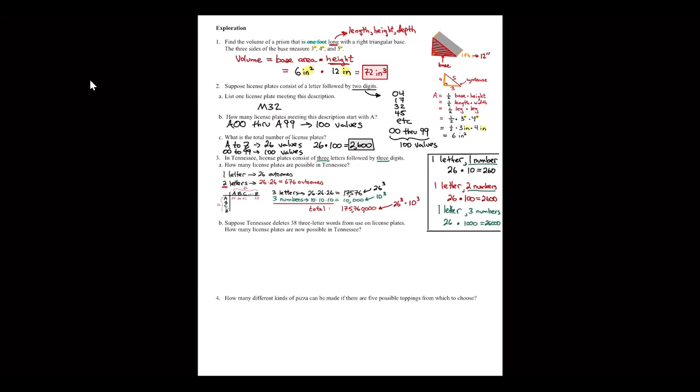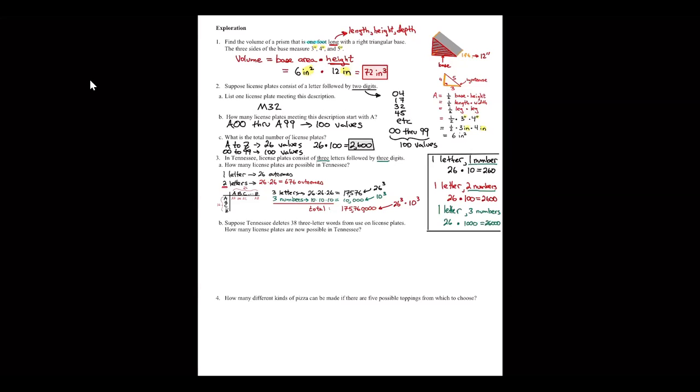Maybe you don't want to work with letters and digits. Maybe you want to work with objects, all right? So a student is arranging the different toys that are available, and he has 10. I'll stay with the 10 because powers of 10 are nice to work with. 10 building blocks and 4 crayons, and then you kind of work it out that way. Now, the second part of this gets a little spicier, and this is more of a challenge problem, but suppose Tennessee deletes 38 three-letter words from use on license plates. How many license plates are now available in Tennessee?